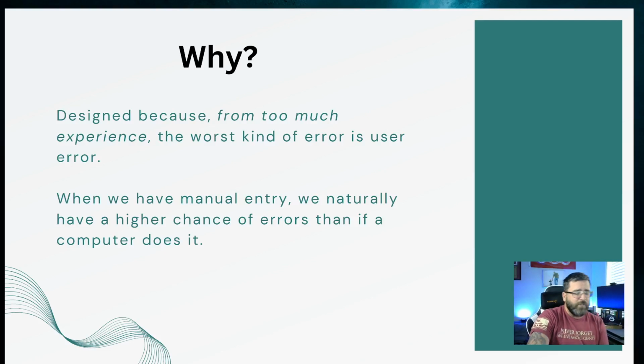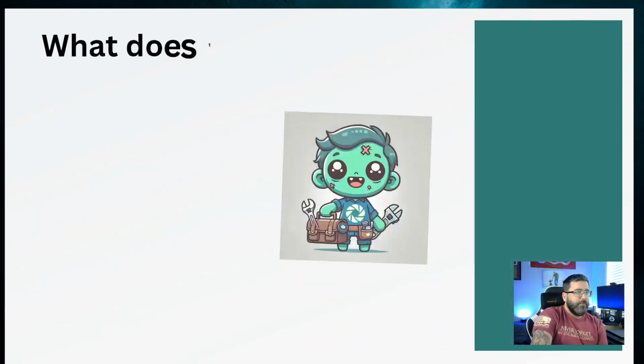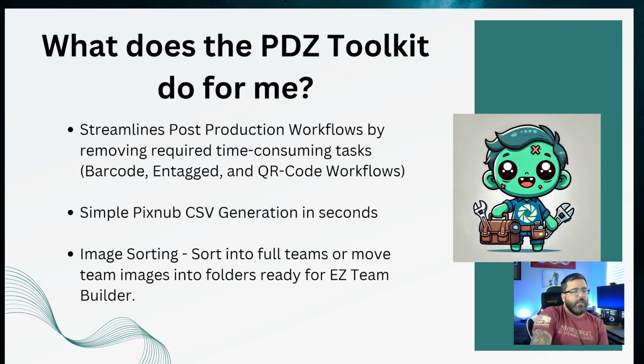And it's something I've been wanting to do. Everybody asks, hey, is there a program that'll automatically create your CSVs for you? Because that is one of the time consuming pieces. And now we do have it. So the PDZ Toolkit is more than just a CSV creator. It can also help streamline your barcode and tagged and QR code workflows by saving you time. It has simple Pixnub CSV generation in seconds. However, it will also handle more complex CSV generation, all Pixnub ready to go.